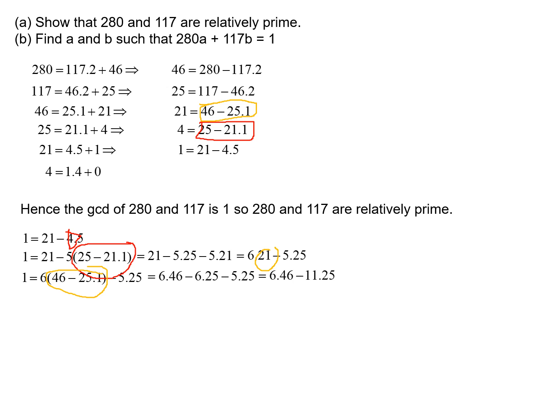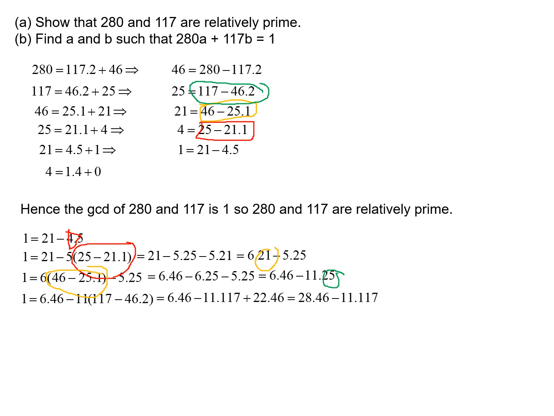Okay, so the next step here will be substituting a line later. For that, we have 25 over here, so we're going to substitute 25. So you go layer by layer, from bottom to up, yeah, don't jump steps. Okay, so 25 is equivalent to the green color circle here. So we substitute 117 minus 46 multiplied by 2 as 25. So you substitute it and then you leave it as a multiple of the numbers 46 and 117.